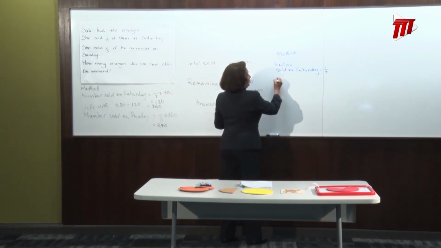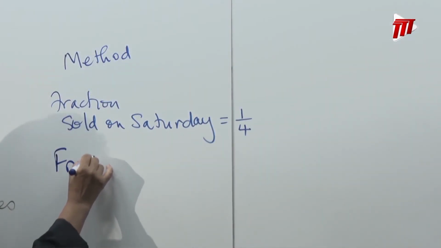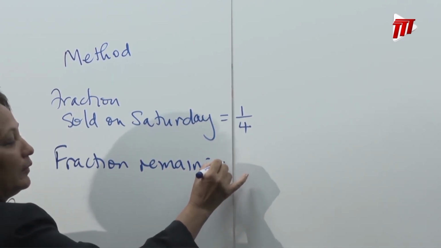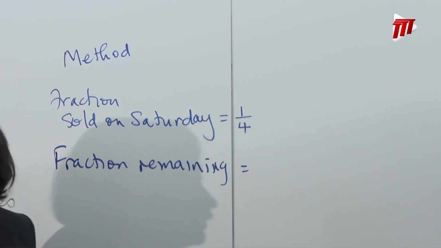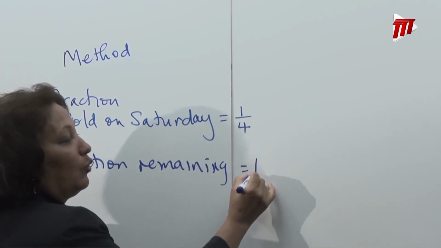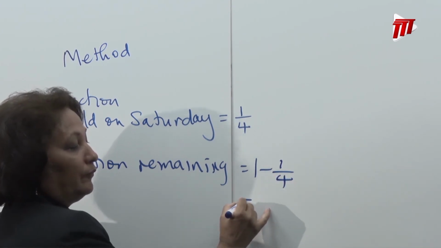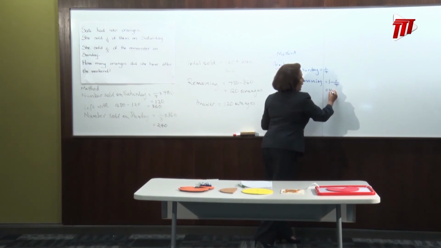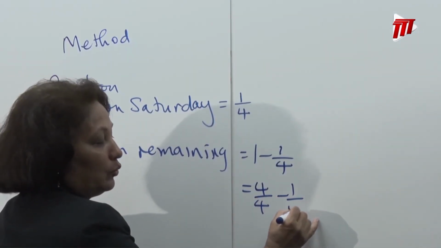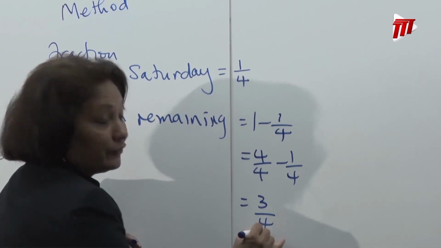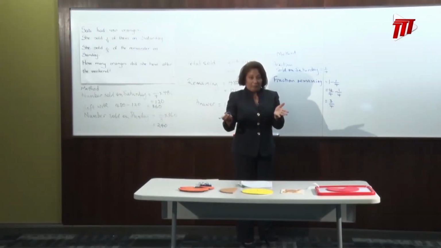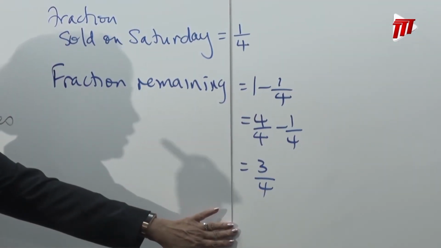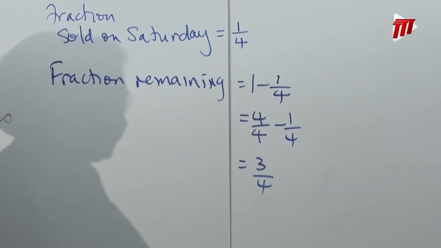So the fraction that remained would have been 1 minus a quarter. We try to get the denominators to be the same. So we have 4 quarters minus 1 quarter will be 3 quarters. Now I know a lot of you know to do that mentally, all right? So there were 3 quarters of the oranges remaining for Sunday.